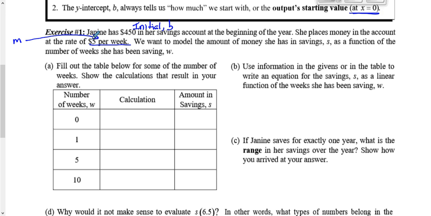And they want to model the amount of money she has in her savings. They're going to use S for the amount in the savings, and that would be the output of our function. As a function of what? The number of weeks, W. So that would be our input. So we'll have an input, the number of weeks, and what will come out will be how much money she has, S. So let's make our little table here.